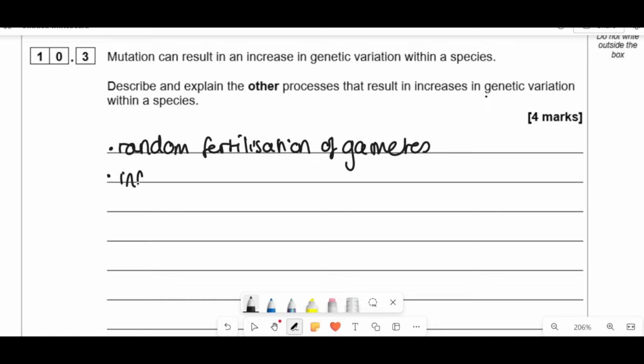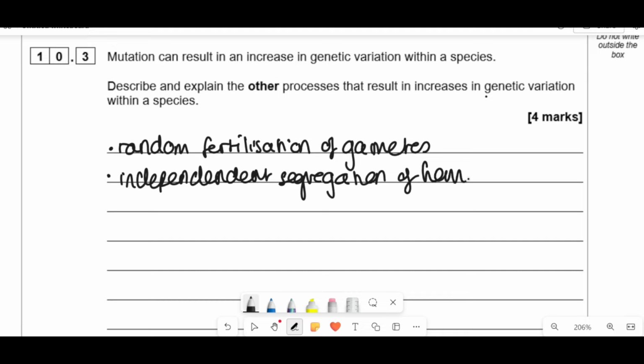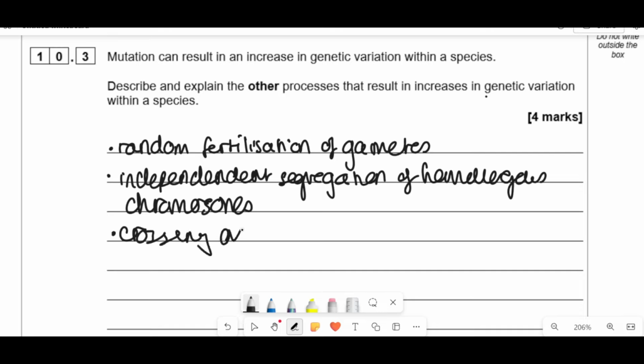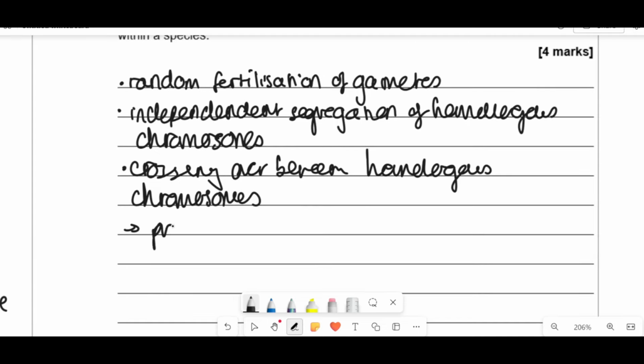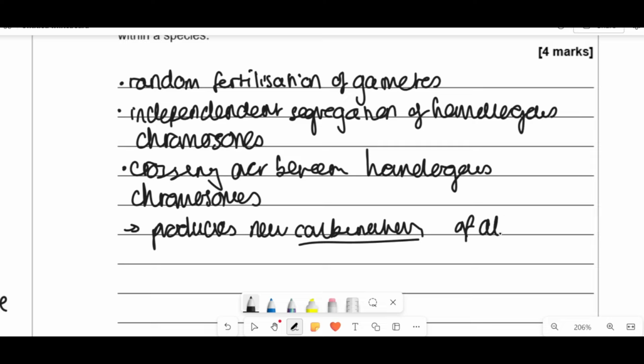So one thing you can have is independent segregation of homologous chromosomes. I'm going to elaborate on what that means, right? And then we also have crossing over between homologous chromosomes, right? But then you need to say what the consequence is: this produces new combinations of alleles. Nothing to do with frequencies.